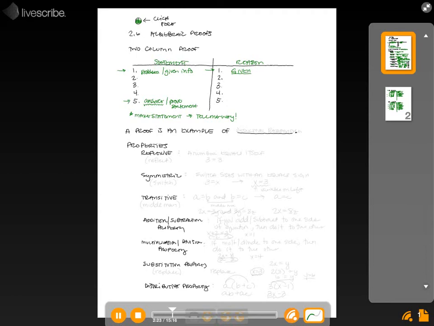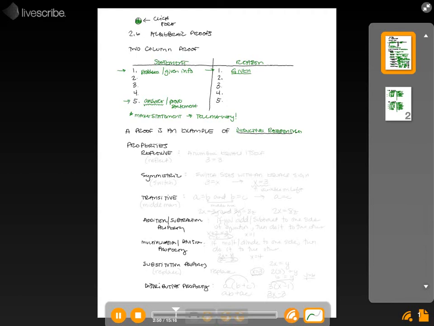Now, a proof is a good example of deductive reasoning. Remember, there's two types of reasoning. Inductive uses specific examples, and then you come to a generalization. Deductive, you are working through a problem, and you're going to deduce the answer. You're going to come up with one solution. So you're going through it step by step.